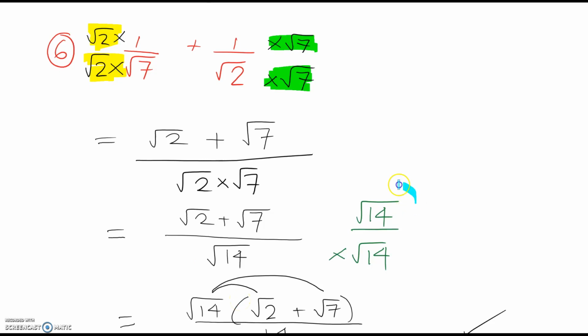Now, what am I doing here? I'm rationalizing the denominator. Why have I picked root 14 over root 14? Because of what's down here. I need to rationalize that one. So we go ahead and times top and bottom by root 14.